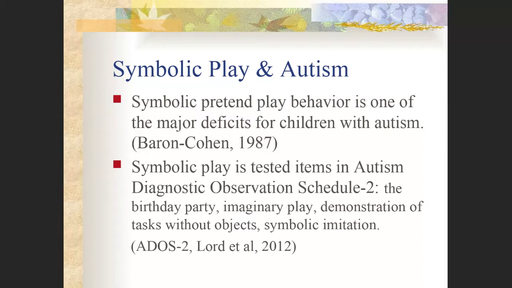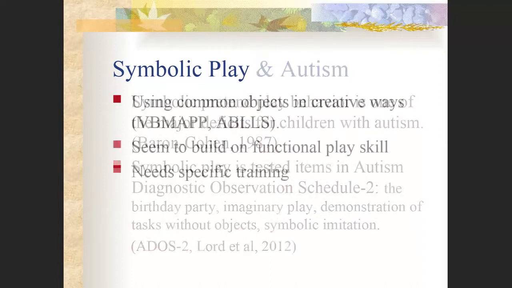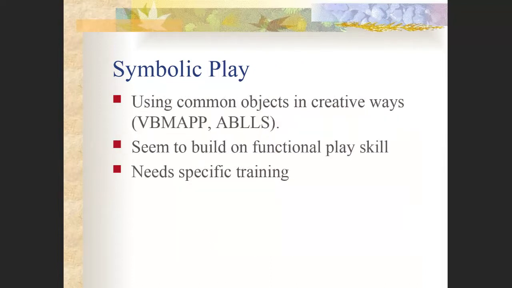For example, some test items there are the birthday party, imaginary play, demonstration of tasks without objects, and also symbolic imitation. These are the test items in this autism assessment that assess the different types of symbolic play that we just mentioned.